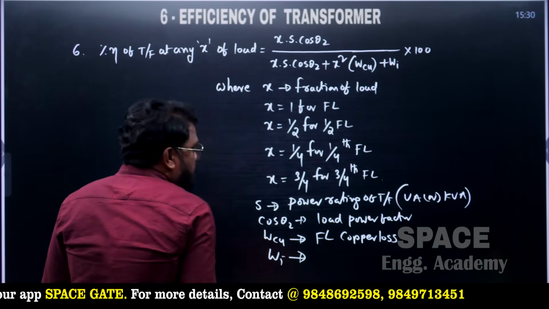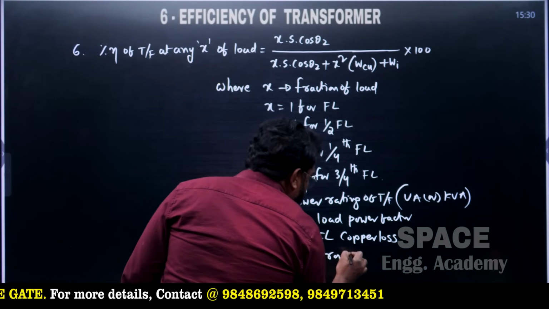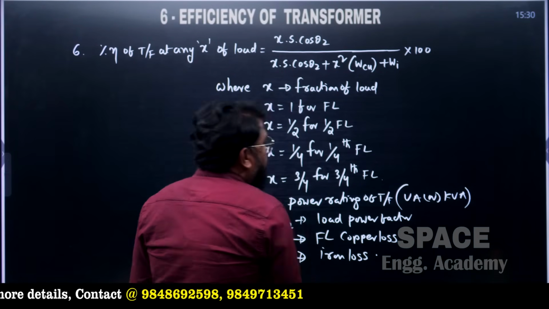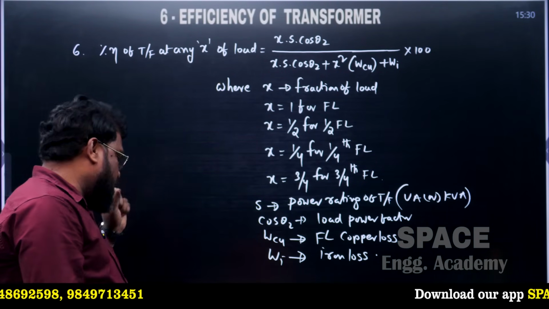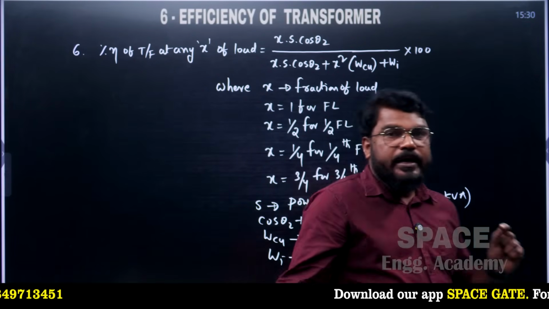WI is the iron losses of the transformer. This is the iron loss of the transformer. But while solving the question, there may be a chance to get a wrong answer.